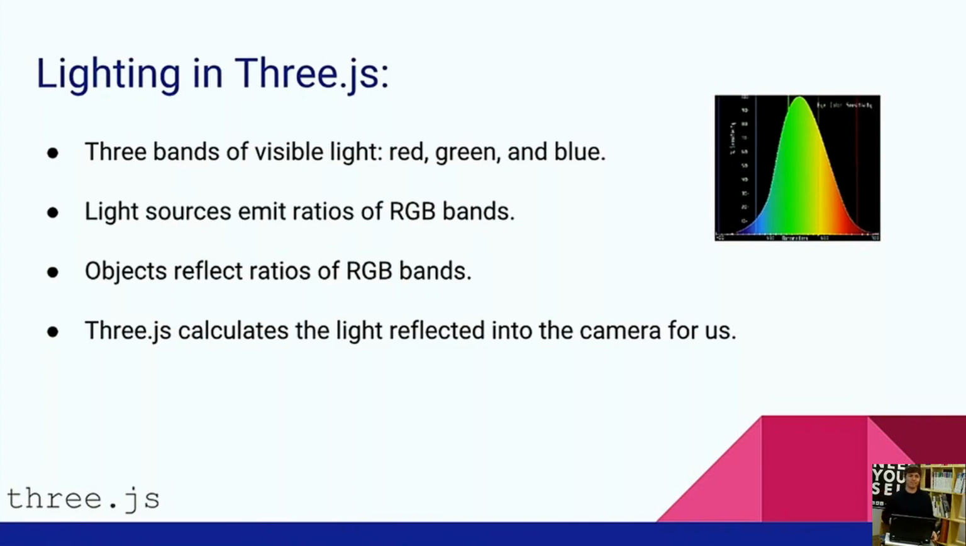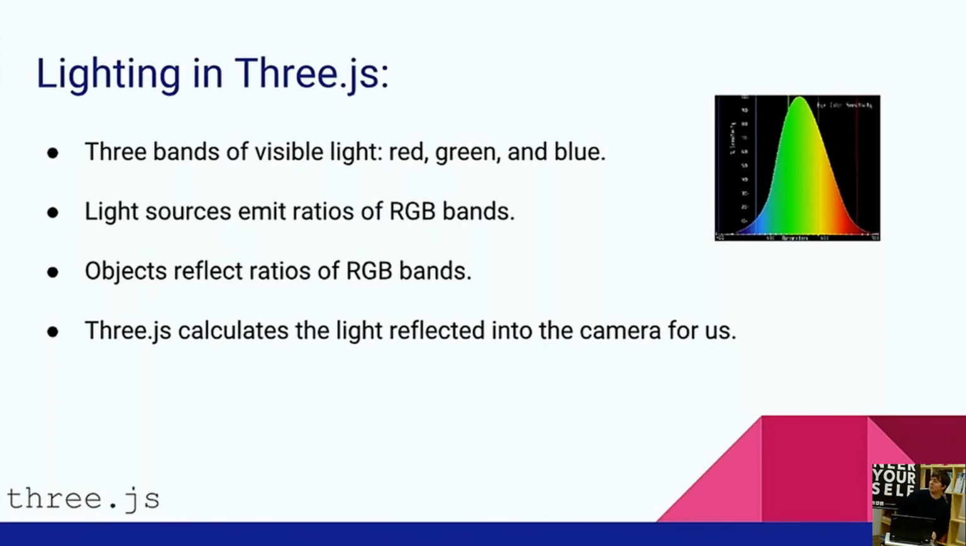We don't have any other lights in the room that I can point to, but anyway, different lighting sources emit different ratios of these bands. And different objects, and particularly materials on the surface of those objects, reflect those ratios differently. So what makes something red is how it's reflecting light, right? And what's great about Three.js is it does all the calculations for us. So you don't have to be concerned with how a light source reflects off and the angle of reflection and all that math. You just give it the color of your light, you give it the color and the type of material it's reflecting off of, and it takes care of the rest for you.